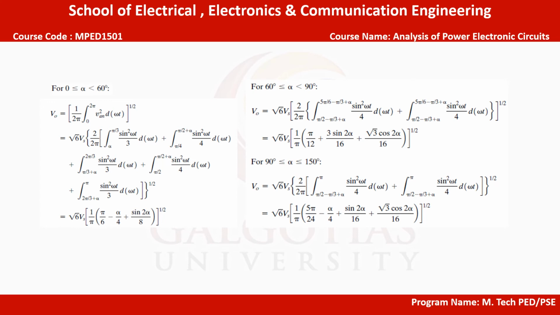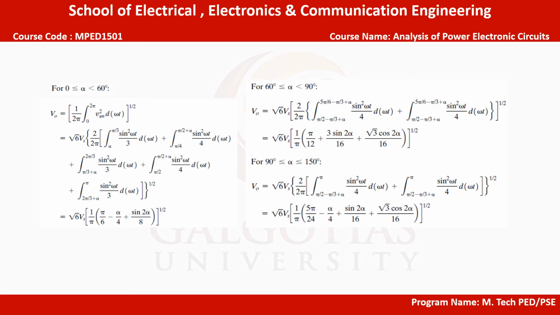The expression for the RMS output phase voltage depends on the range of delay angles. The RMS output voltage for a Y-connected load can be found as follows. For alpha between 0 degrees and 60 degrees, V0 is equal to under root of 1 upon 2 pi integration of 0 to 2 pi VAN square d omega t.